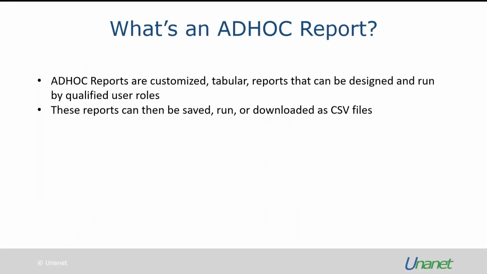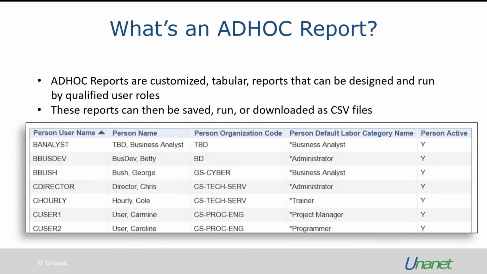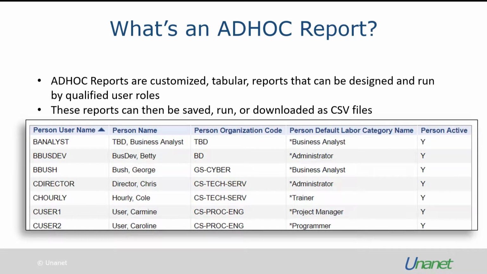So let's get going. What's an ad hoc report? Well, ad hoc reports are just ways that you can customize a report so that you can return back some tabular data so that you can just run these by whatever role that you particularly have. And we're going to talk about which roles actually can run ad hoc reports. And then once you have set up a report, you can save it, you can run it, or you can download it as a CSV file.